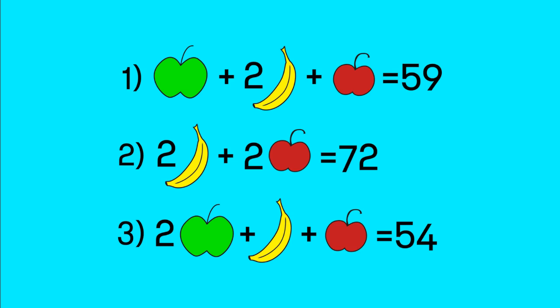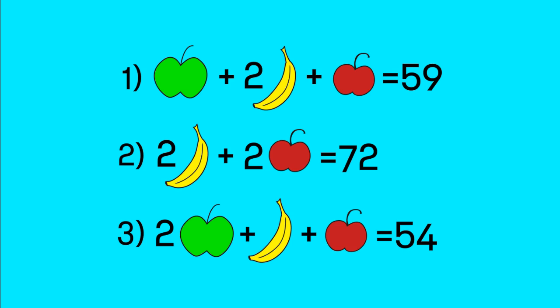And now we can plug those values into the top equation. The apple plus 2 bananas plus 1 cherry equals 59. And we see that 2 bananas, so that's 28, plus the cherry, that's 22, plus an apple equals 59. And so we simply subtract those two values from 59, and we find out that the value of an apple is 9. So we have an apple is 9, a banana is 14, and the cherry is 22.